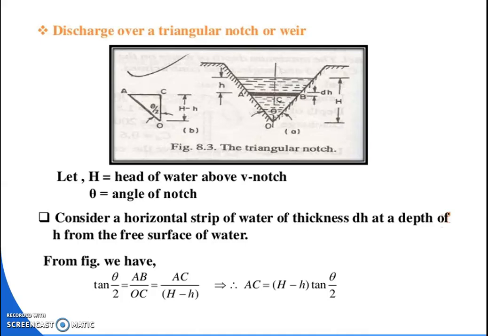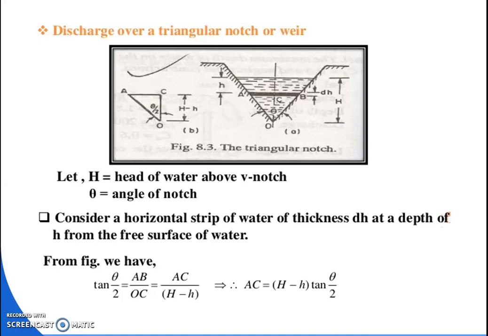Here in this video, I am going to explain the discharge of water through a triangular notch. We have to derive the expression for the formula of discharge of water over the triangular notch or weir. In the earlier case, we have already studied the triangular notch.